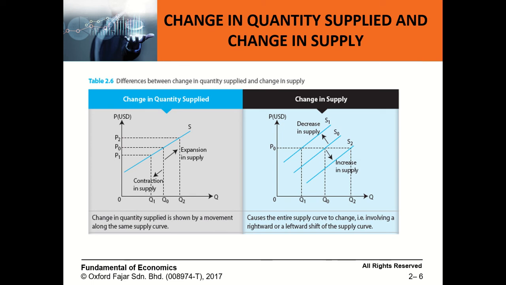As we can see here, on the change in quantity supplied, the movement is actually upward or downward. So it's just a movement along the curve. However, for a change in supply, the movement is either a shift to the right, for example to S2, or a shift to the left, for example S1.